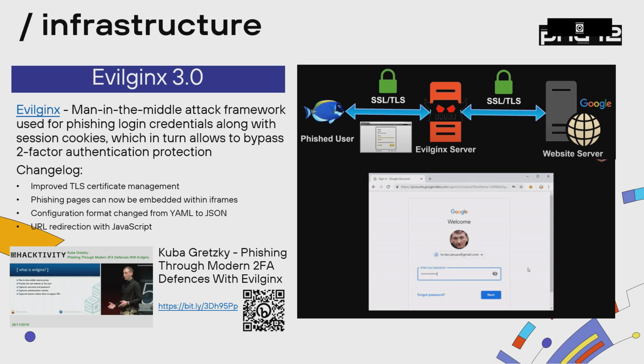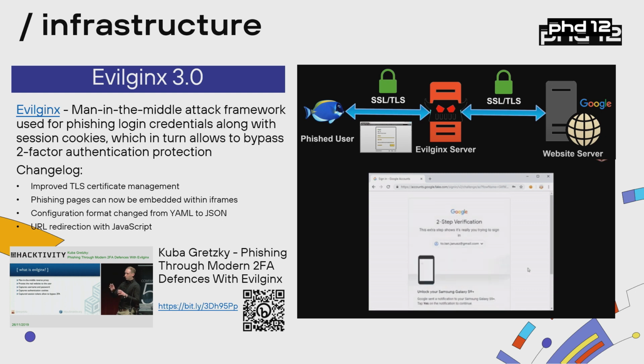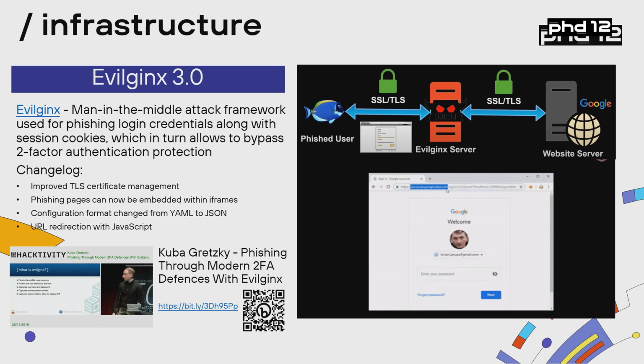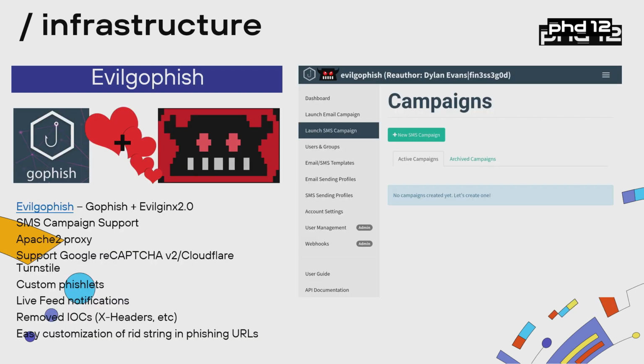So last week, the author of this utility announced version 3 for Evil Jinx. And in my screenshot, you can see the changelog. So Kuba Gretzky says that he has implemented all the requests from the community, and the link will take you to his recent presentation.